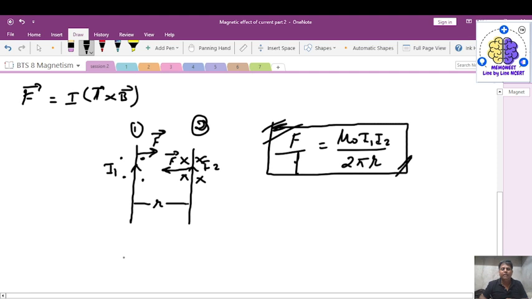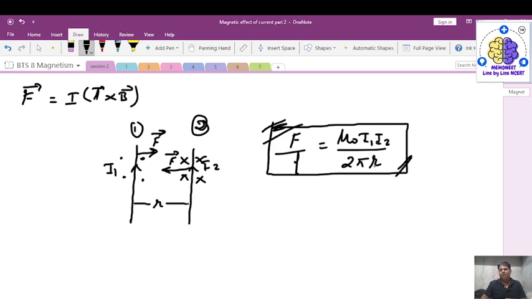So what we find here is that when the two infinite length conductors have current in the same direction, they experience a force per unit length of magnitude given by mu naught I1 I2 upon 2 pi R, where R is the separation between the conductors, and the direction is that the forces are attractive. When the current flows in the same direction, the two wires attract each other.